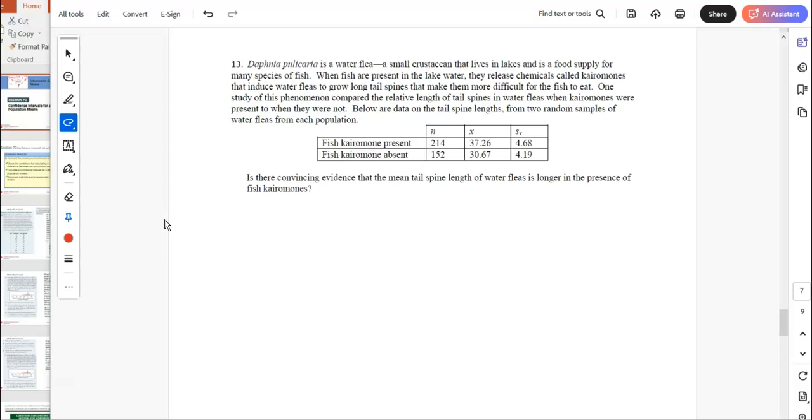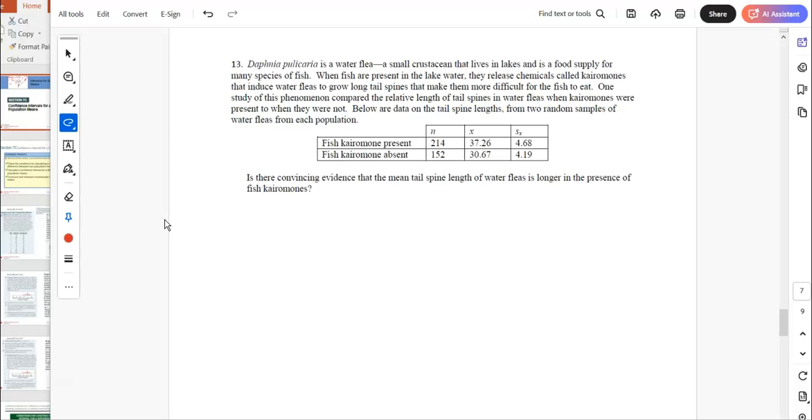Okay, so we have some evidence that the present is, let's see, the mean seems a little larger, standard deviation is larger. Okay, so we have some evidence. Let's test this out here. So let's think it through.